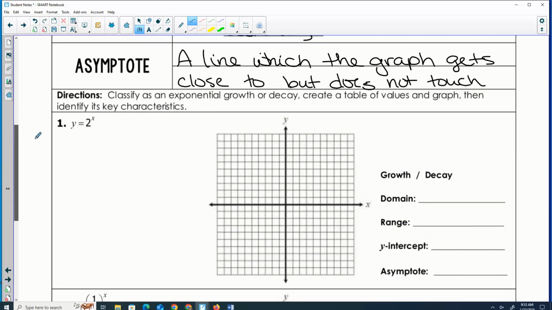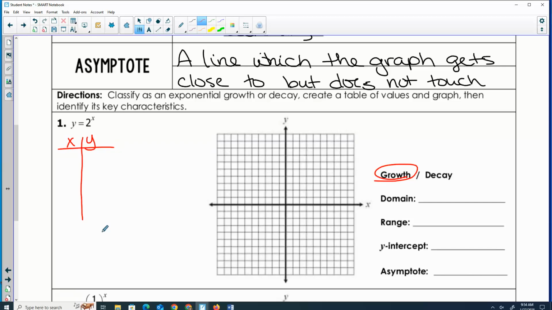Today we're just going to graph them and then answer some questions from our graphs. Can you guys tell me, just by looking at this, will this be growth or decay? Growth. You're looking at this number, the base. If it's bigger than 1, it's growth. It's going to be growing. All right. To graph these, especially since we've never graphed one before, we're just going to make a T-chart. And we're going to plug in some values.